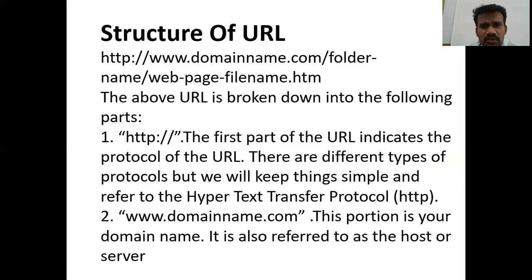Now let's see the structure of a URL: domain name.com, folder name, web page. It is broken down into the following parts. First, http:// indicates the protocol we are using to send a client request to the server. There are different types of protocols; to keep things simple, it is referred to as HTTP. Some protocols might be HTTPS. HTTP means Hypertext Transfer Protocol. HTTPS means Hypertext Transfer Protocol Secure.